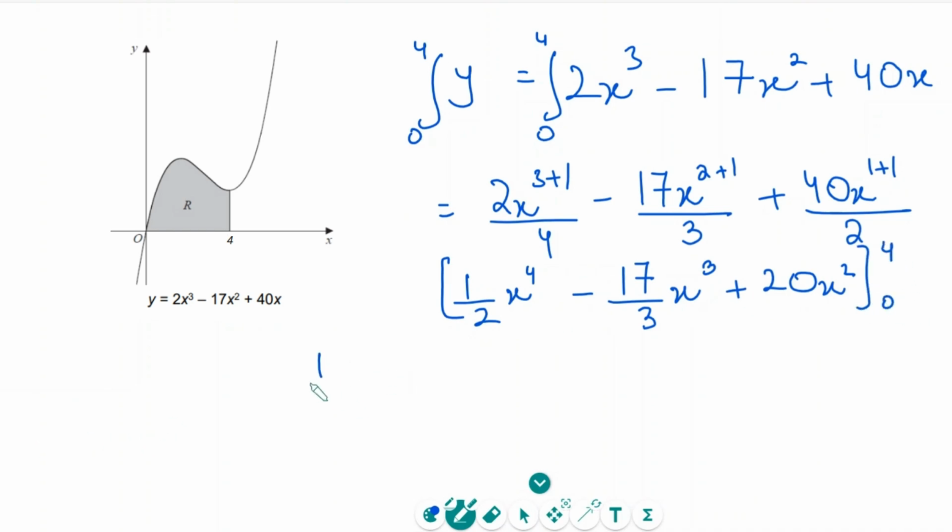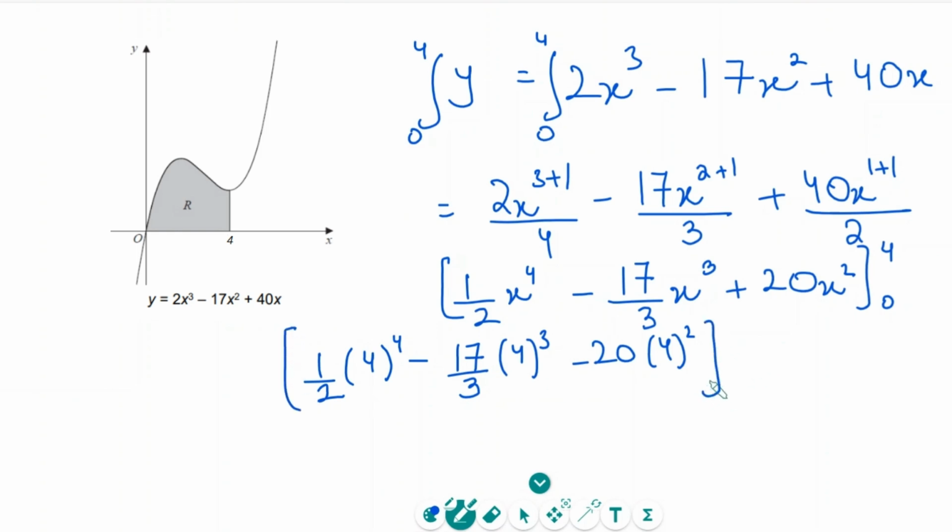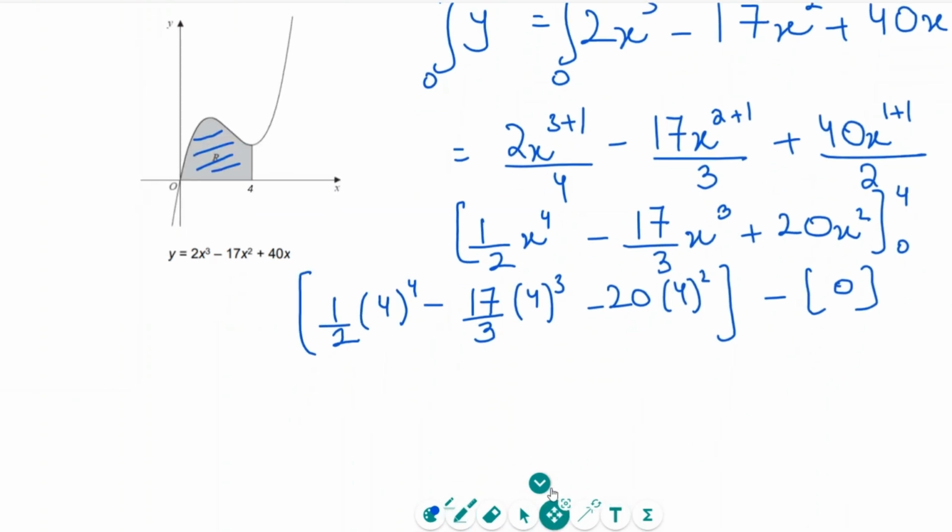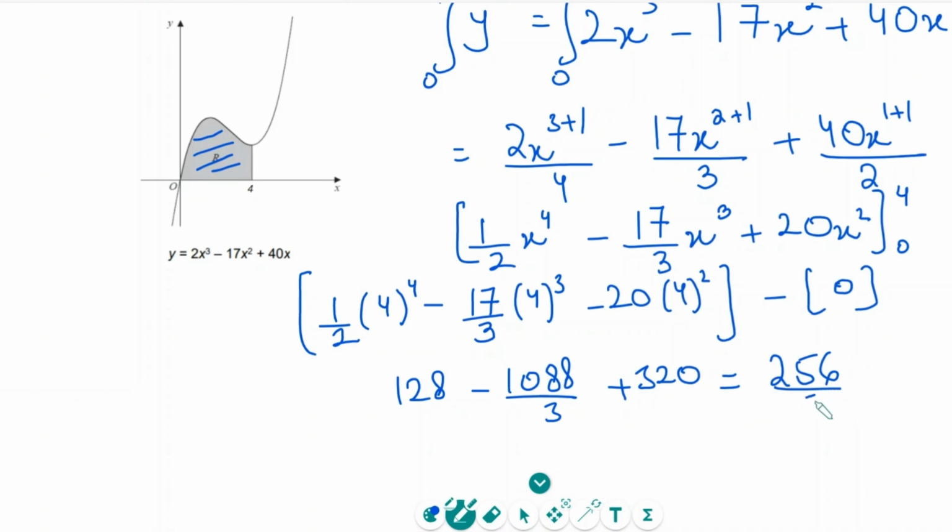So when I do that, in place of x, I'm going to write 1 over 2 times 4⁴ minus 17 over 3 times 4³ plus 20 times 4². This is the upper limit. Now I'm not showing the lower limit here because when you plug in 0 in place of x, the entire thing would become 0. So let's simplify this. This will be 128, take away 1088 divided by 3 plus 320. And when you simplify this, you get 256 over 3, which is the area bounded by this region.